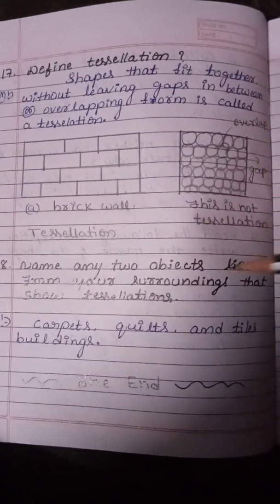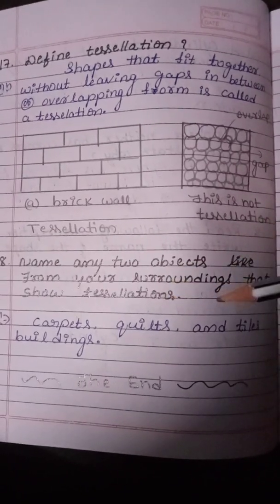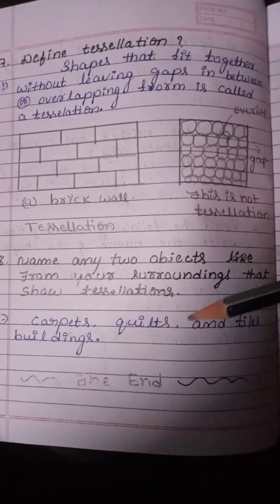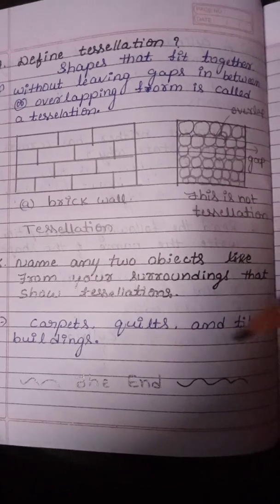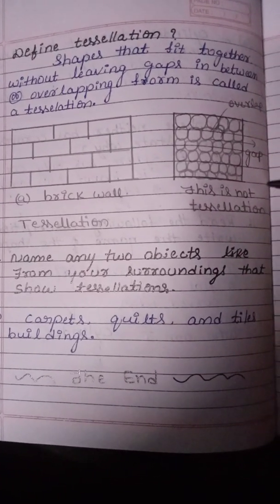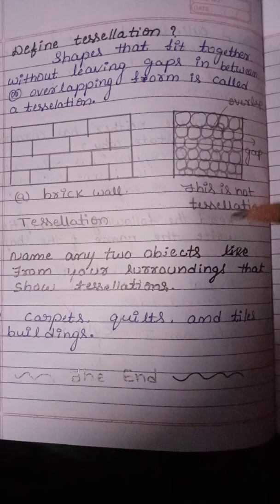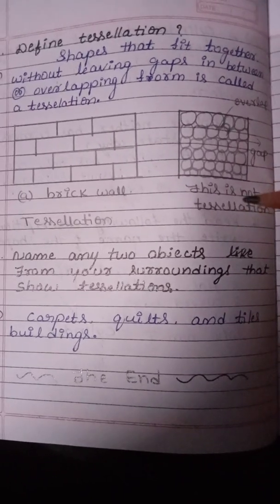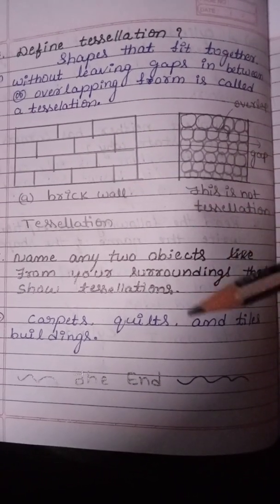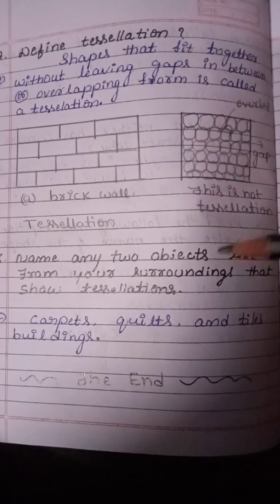Name any two objects from your surroundings that show tessellations. Carpets, quilts, tiles and buildings. You can see so many tessellation designs, same pictures like that. So this is called a tessellation.